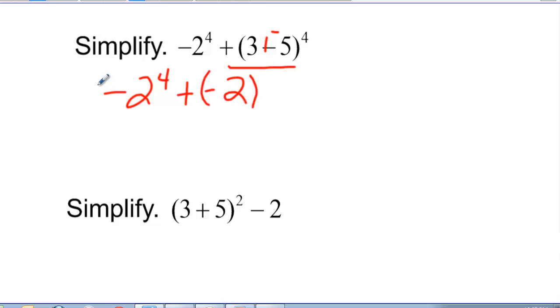I'm going to leave those parentheses in there right now just to show that I'm taking that whole -2 to the 4th power. So I've now rewritten the 3 minus 5 part. Now I'm going to evaluate both of my exponents, because that's next in my order of operations. The first one here is -2 to the 4th power, and there are no parentheses around the -2. So what our book is going to tell us to do is take 2 to the 4th power and then make that answer negative. So I'm going to go ahead and do that on my calculator.